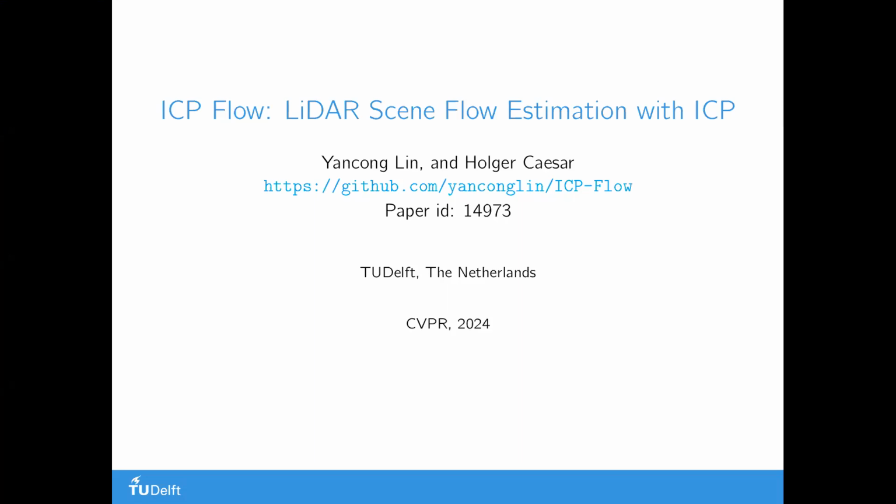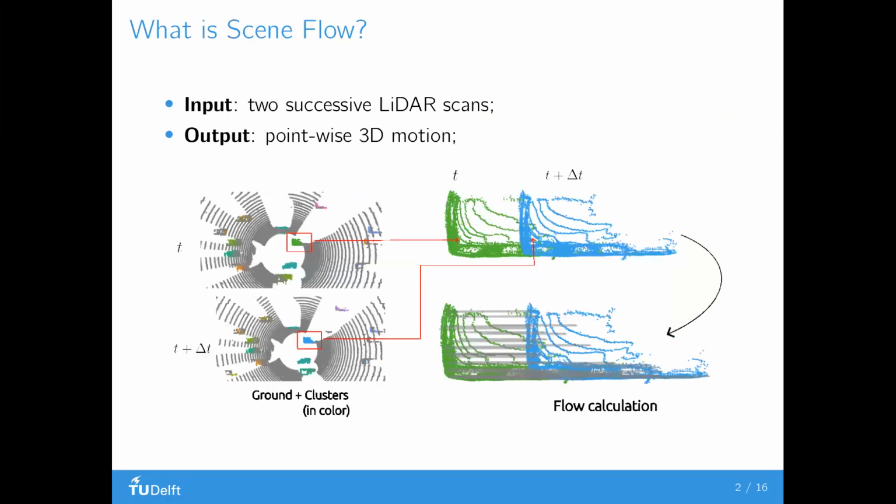Hi, happy to introduce our work, ICP-Flow, LiDAR Scene Flow Estimation with ICP by Yanfeng Lin and Hauke Caesar from TU Delft, the Netherlands. First of all, what is scene flow? Given two successive LiDAR scans, our goal is to estimate for each individual point a 3D motion vector.